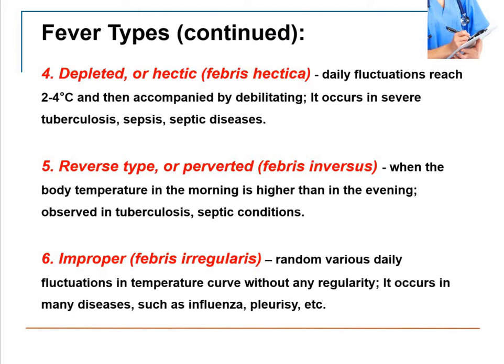Fifth type, or reverse type, perverted type, when the body temperature in the morning is higher than in the evening, observed in tuberculosis and septic conditions. And the last type is improper, with random, various daily fluctuations in the temperature curve without any regularity. It occurs in many diseases such as influenza, pleurisy, and others.